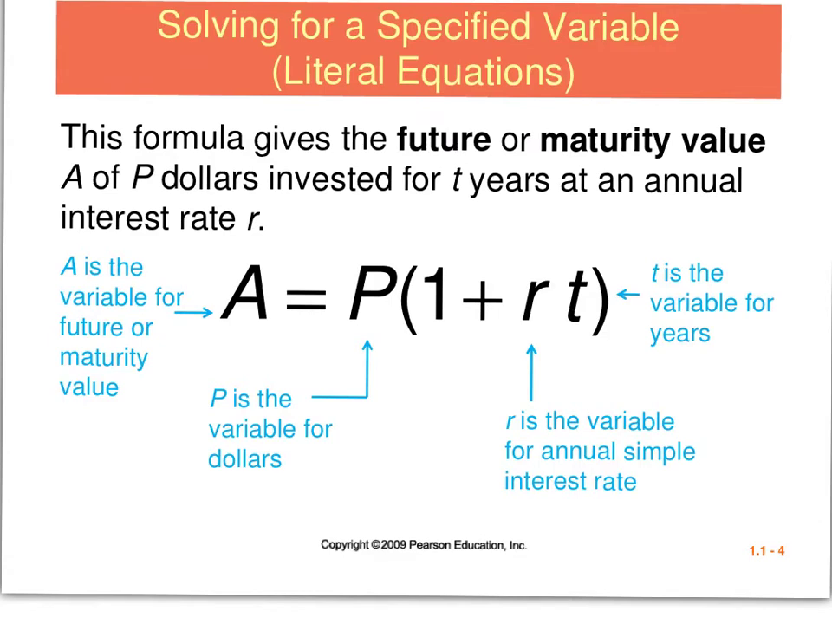This gives us the formula for the future maturity value invested for T years at an annual interest rate. A here stands for the future or maturity value. P stands for the principal in dollars. R is the simple interest rate, and T is the time in years. Again, T is in years. So I'm not finding the interest here, I'm finding the future value of the amount that I invest or borrow.